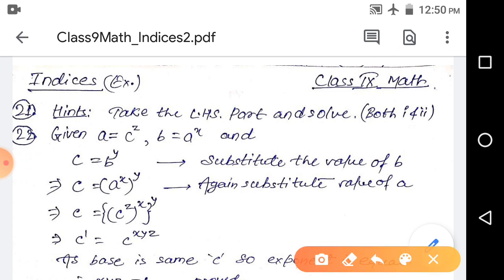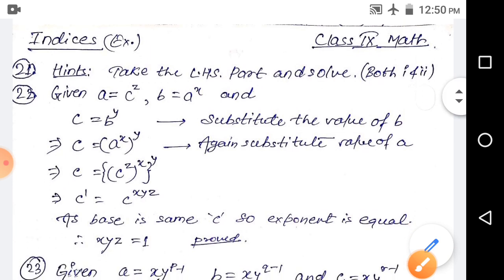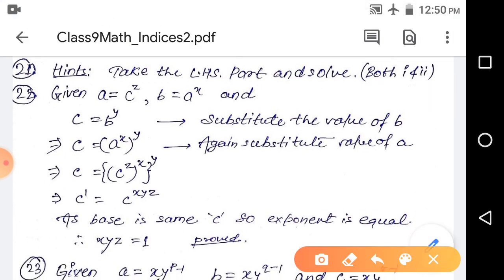For question 21, I have given you the hint that for bit 1 and bit 2 both, you just do one thing: you take the LHS part and solve it and equate this with the RHS part. In this way you can solve this. Now see the solution of question number 22.